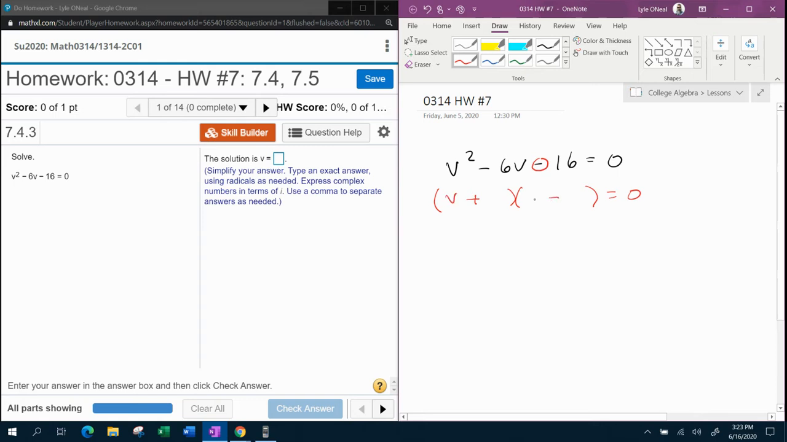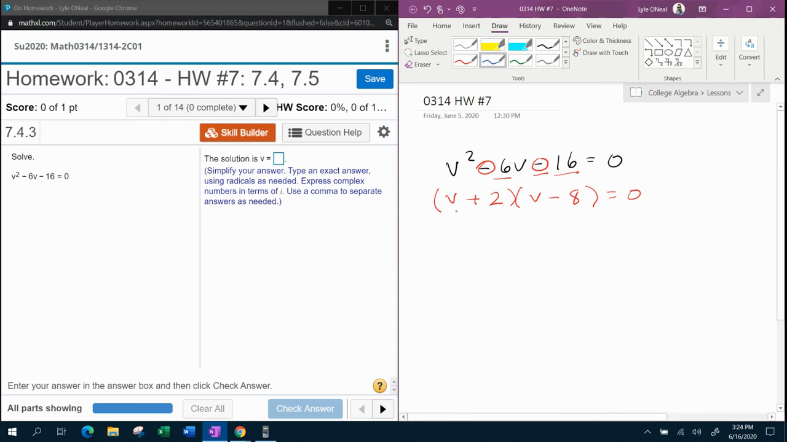It's going to take v and v to make the v squared. And then I need 2 numbers that multiply to make 16, that subtract and make -6. And those numbers are going to be 2 and 8. So 2 times -8 is -16. 2 minus 8 is -6. And it does matter where you put those numbers because you have to come up with -6.